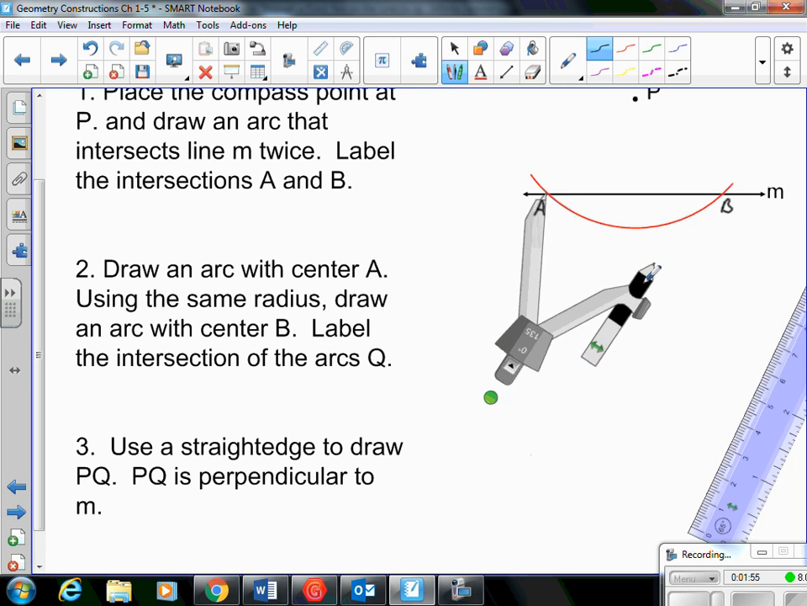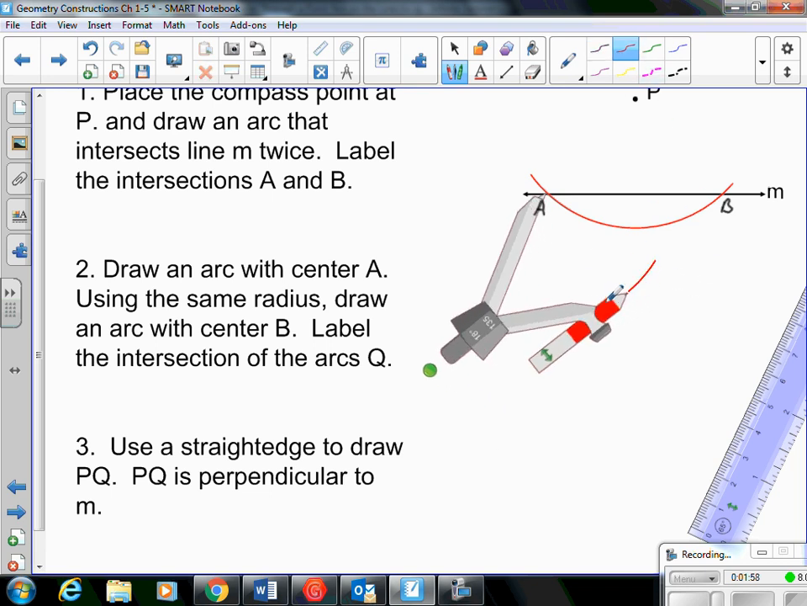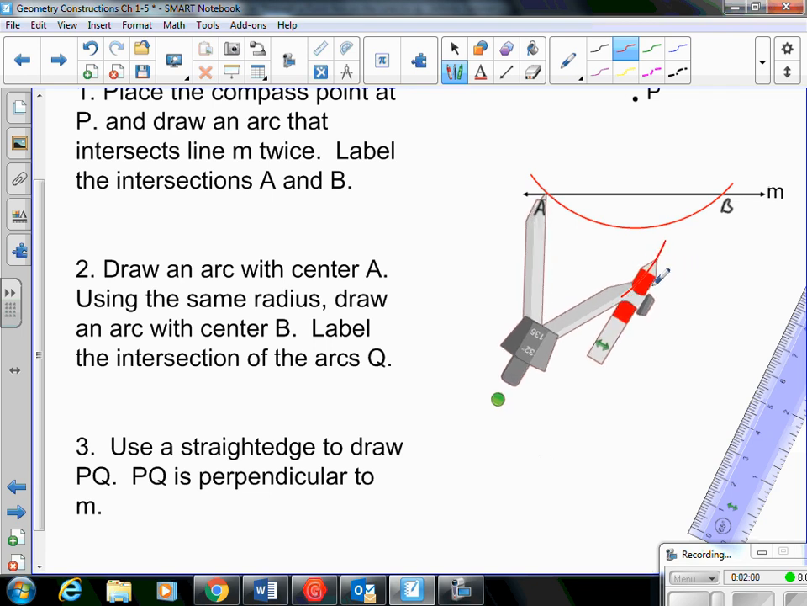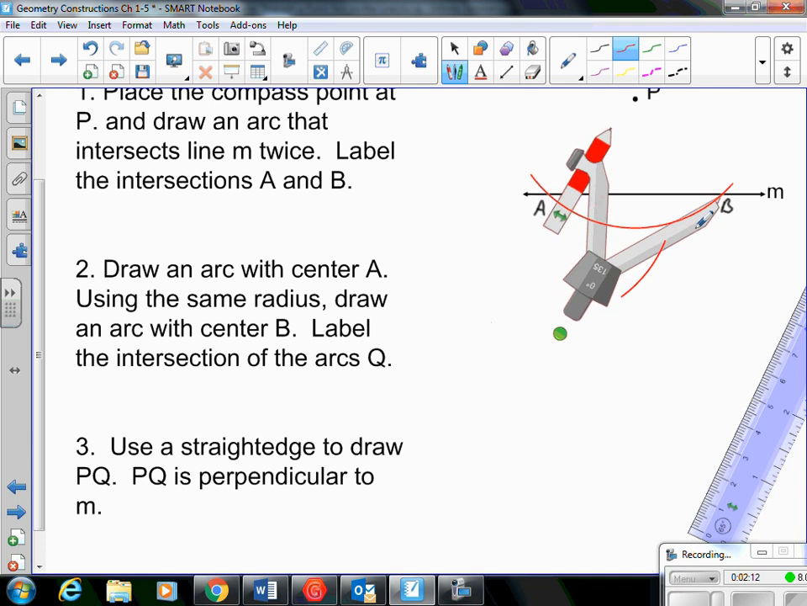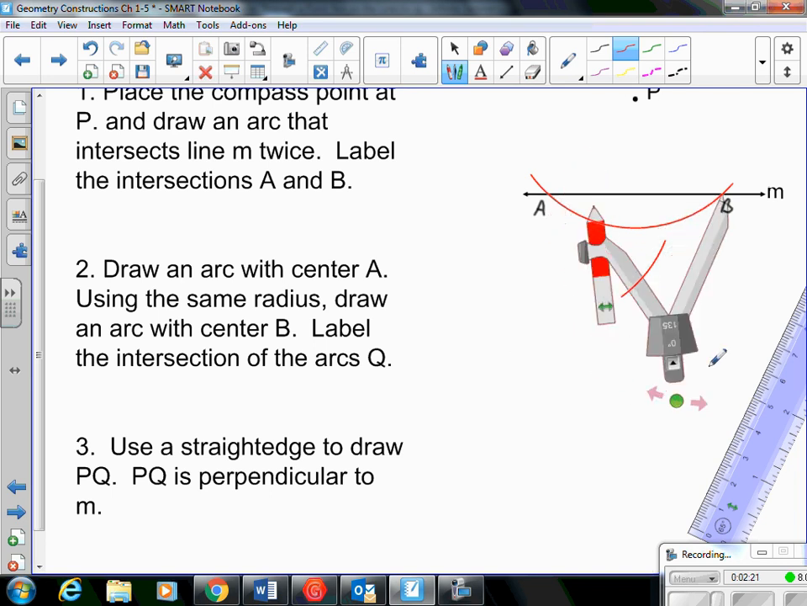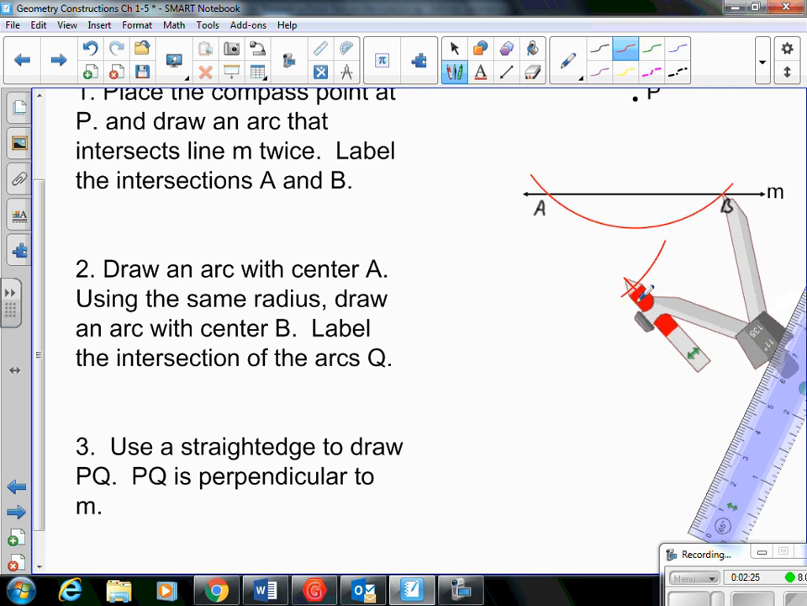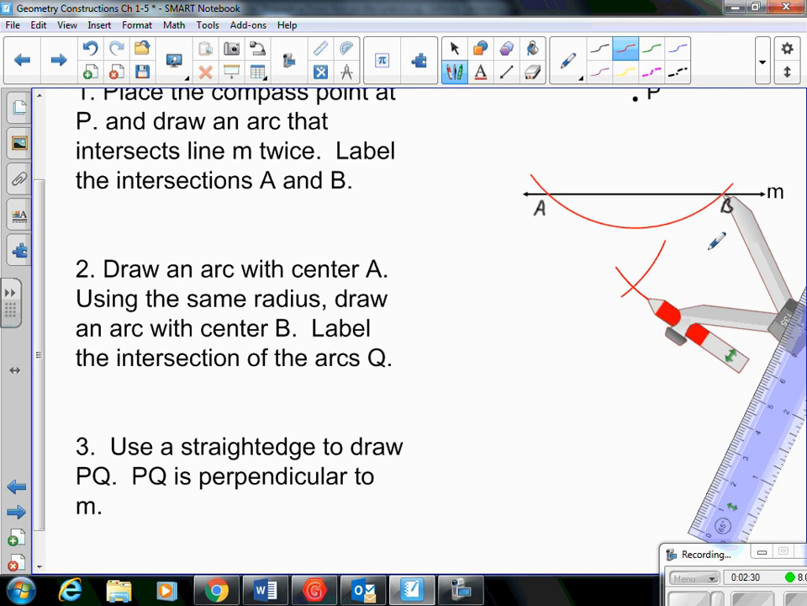So go ahead and make a mark out here. And then with the same radius, I'm going to come over and put the point at B. And make another arc that intersects that one. So this is kind of like what we did when we found the angle bisector. Right? You make an arc on the angle, and then you go to each intersection, make an arc out in the middle.